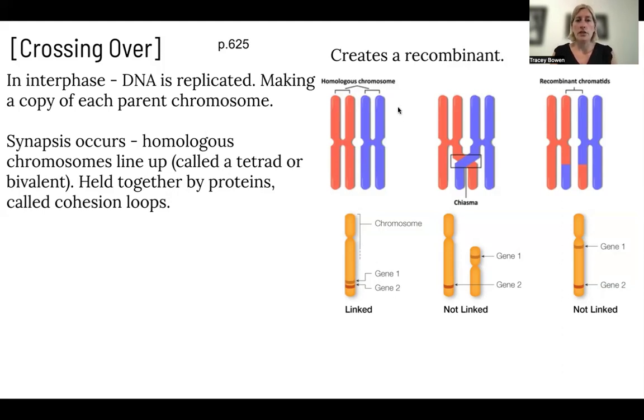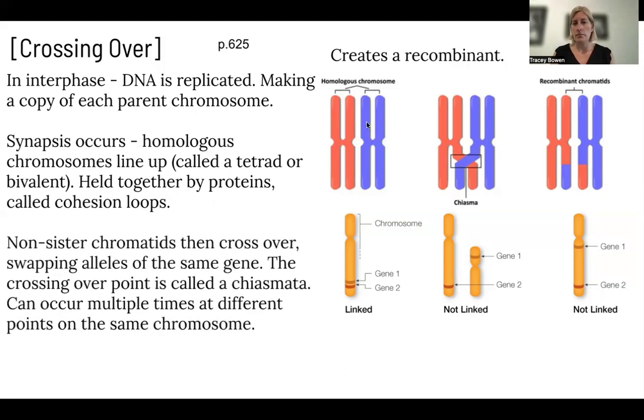And so in prophase 1, what happens is synapsis, and they line up to make something called a tetrad or a bivalent, and then they're held together by proteins called cohesin. And then the non-sister chromatids, meaning the blue one and the pink one, because the blues are identical and the pinks are identical, can cross over so that they can exchange alleles, potentially different alleles. And that break point where they've made the swap is called a chiasma. And that can happen at different points along a chromosome, multiple times sometimes.